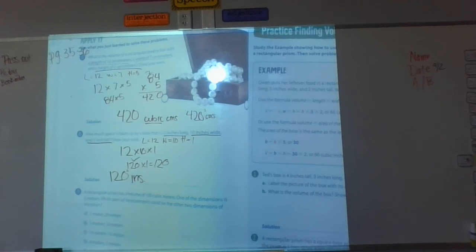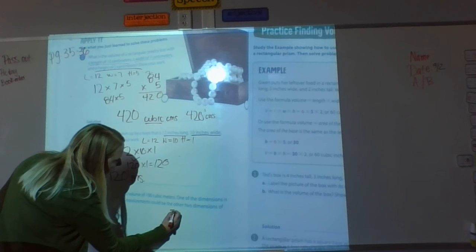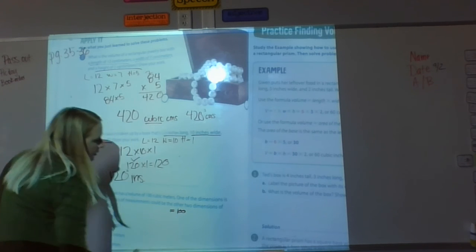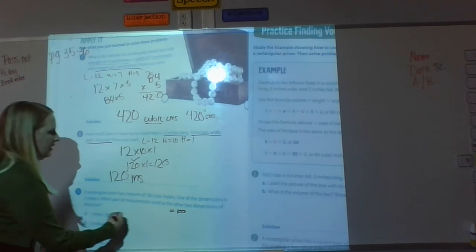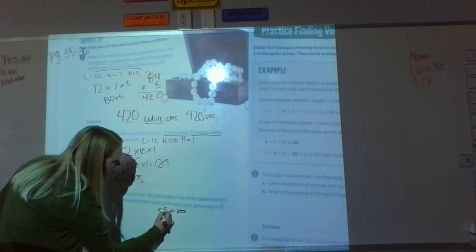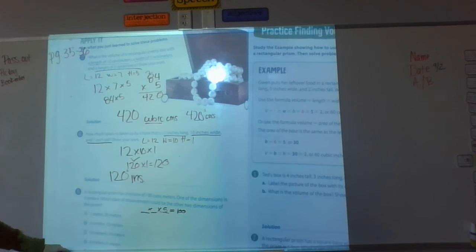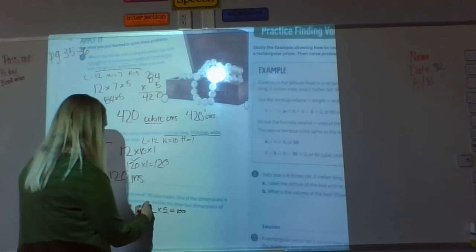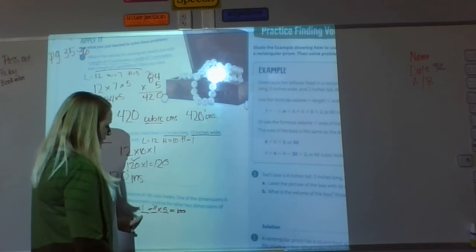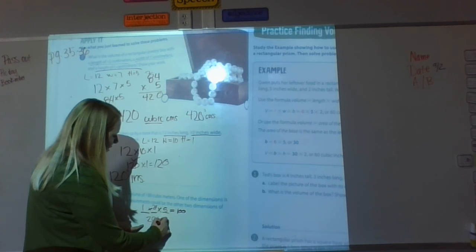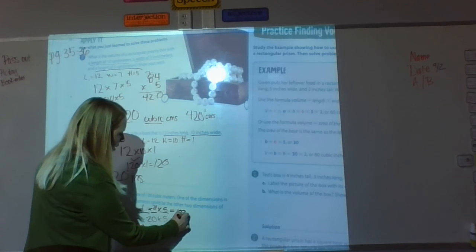A rectangular prism has a volume of 100 cubic meters. One of the dimensions is 5. Which pair of measurements could be the other two? So, we know that the volume is 100, right? We know that one of the dimensions is 5. We don't know what the other two are. So let's plug them in. 1 and 20. 1 times 20 is 20, times 5 equals 100.